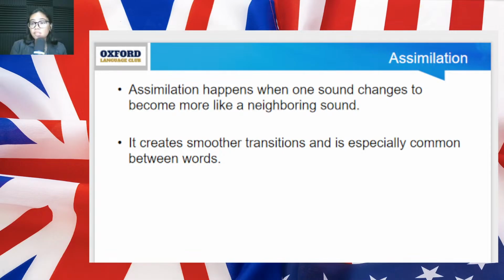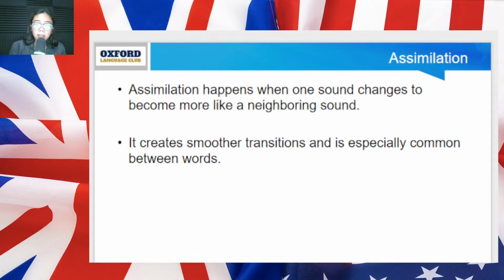Think of it like this. Your mouth is already getting ready to make the next sound. Because it is getting ready, the sound you're making right now might start to take on some qualities, some features of that next sound. For example, if you make a sound with your tongue at the front of your mouth, and the very next sound needs your tongue to be at the back of your mouth, your tongue might move partway back already for the first sound. So this helps your mouth prepare for the next sound without a sudden big change.